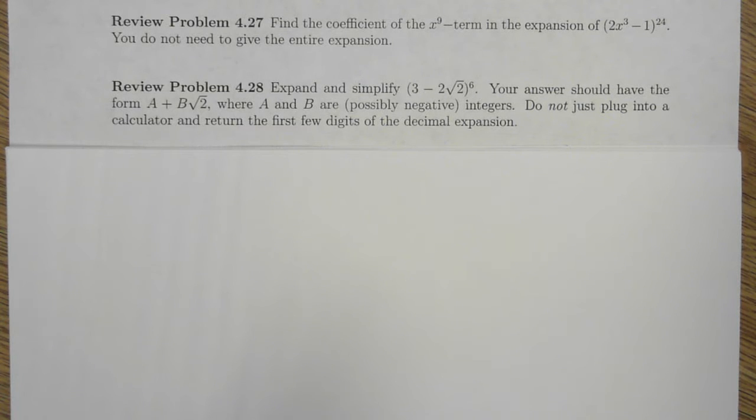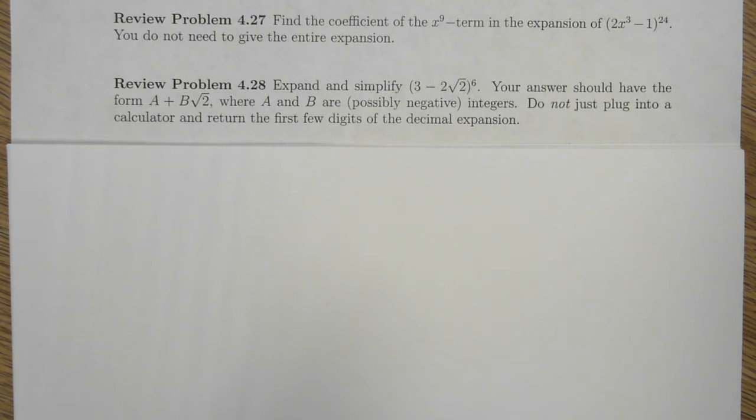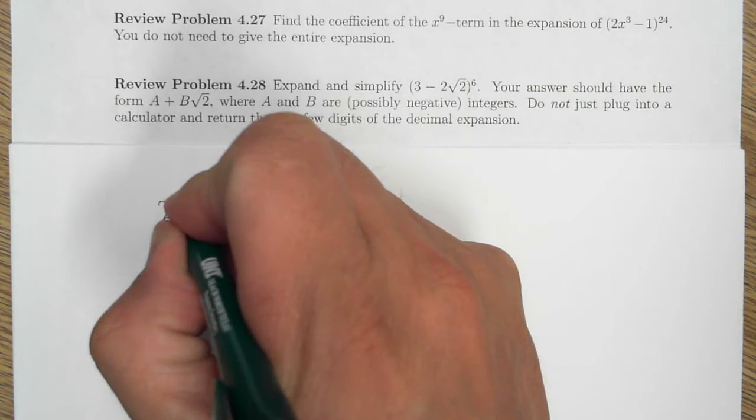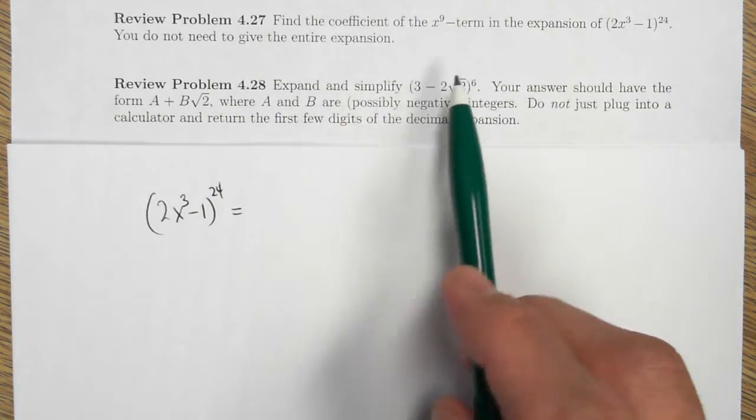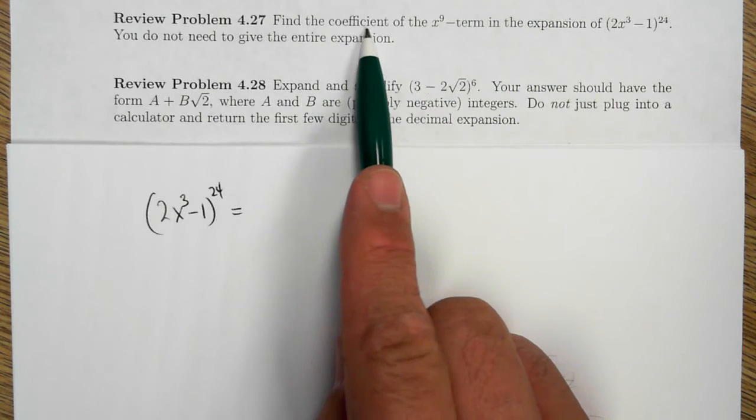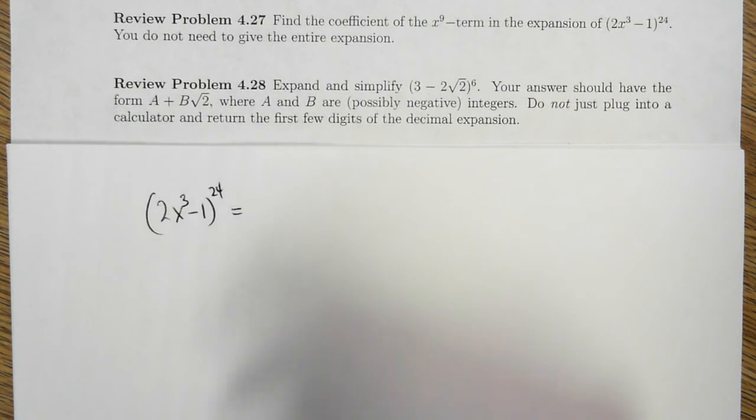In this review problem, let's look at 427 and 428. Both concern the binomial theorem. The first problem, we take a look at (2x^3 - 1)^24. And the question is, find the term, or the coefficient of the term, that has x to the ninth in it. So we're not looking for the full expansion.